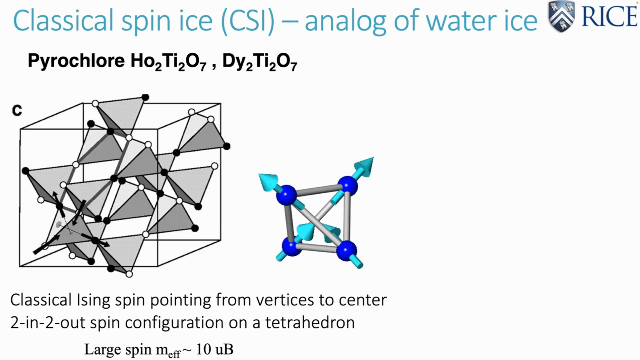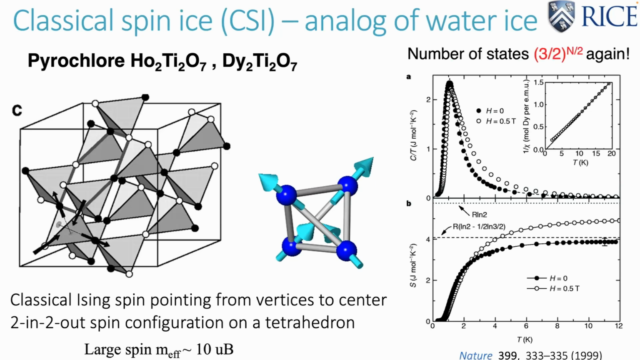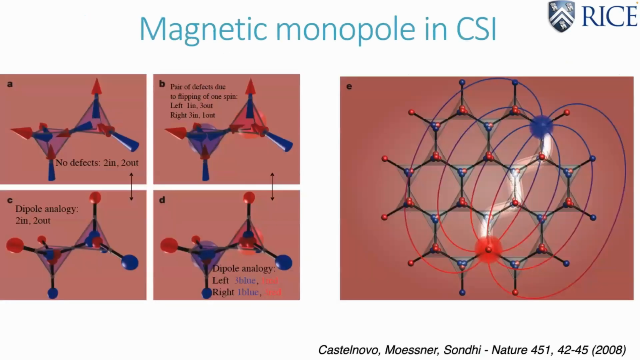So the compounds are like holmium titanate and dysprosium titanate. In this corner sharing tetrahedra, those classical spins are very large, with an energy scale like 10 meV. On each tetrahedron, the spins either point in or point out from the center to the corner. So still, you can calculate the entropy. It still has the Pauling entropy. People measured the entropy in 1999 and verified that it still has this Pauling entropy.